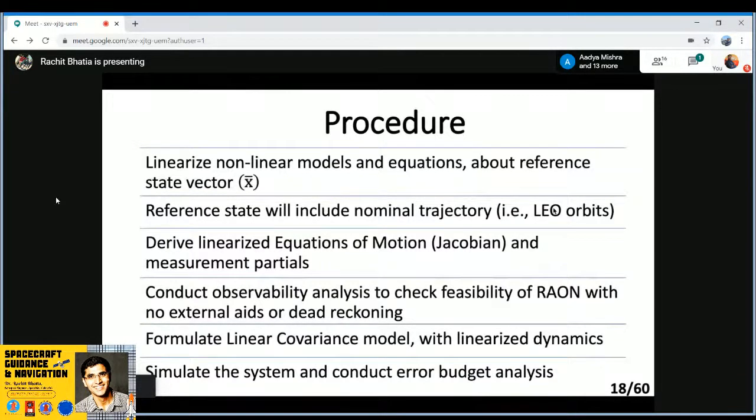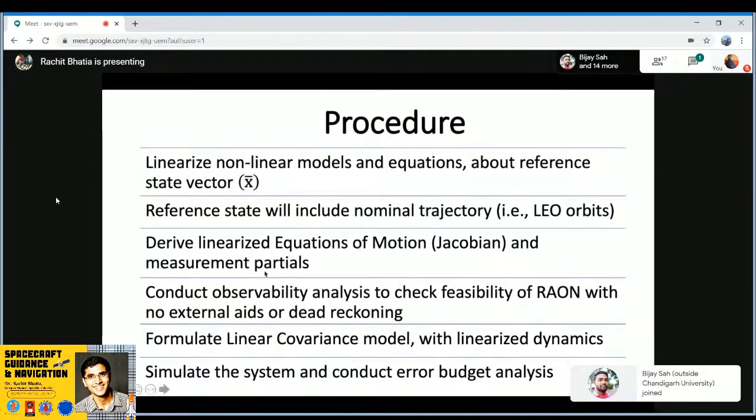I'll discuss the details in the results section. Then we also derive linearized equations of motion and measurement partials. You might not know about these two terms, but I'll discuss them in the next slide, so it's okay. Then next, I conduct observability analysis to check the feasibility of this concept. And then I conduct linear covariance analysis. I need to discuss that as well in the following slides, and then I simulate and conduct error budget analysis.